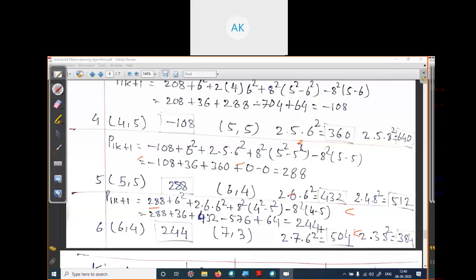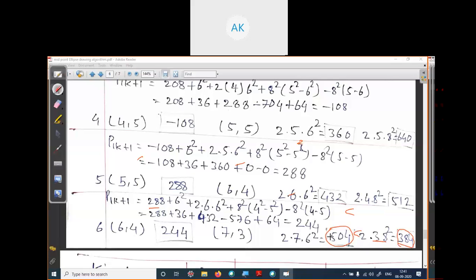Again calculate, you will get 244. Positive 244 means x changes with unit interval, 6 plus 1 is 7, and yk plus 1 will be yk minus 1, which is 3. Check our condition, 2 into xk plus 1, which is 7, and ry square. You could simplify it, you will get this value, 404, and here the right hand side, 2 into ry into yk plus 1, which is 3, into rx square, 8 square. If you simplify again, you will get this value.